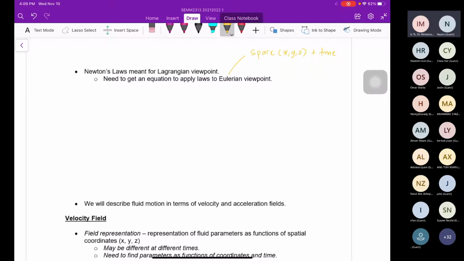So what do you monitor? The variables. You monitor the temperature, velocity, pressure, and so on as a function of space and time. So we have Q. For example, Q can be any fluid property, like velocity, acceleration, pressure, temperature, density, and so on.